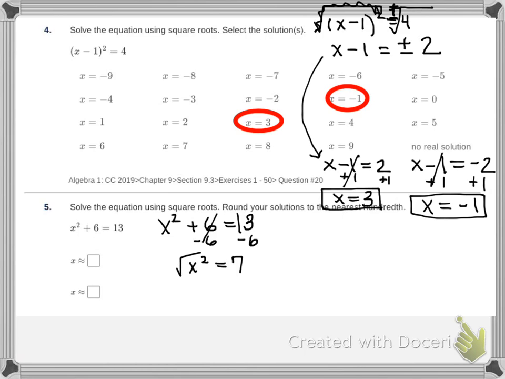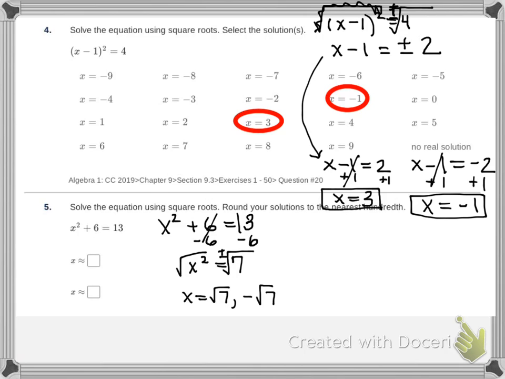Do you know how to get rid of the square? Yep, square root. And because I'm introducing that square root, I need a plus and a minus. So x is equal to plus and minus the square root of 7. Now, that means radical 7, negative radical 7. I actually can't simplify the square root of 7 because it's not a perfect square. But when I read these instructions, it says solve the equation using roots. That's what I've done. Round your solutions to the nearest hundredth.